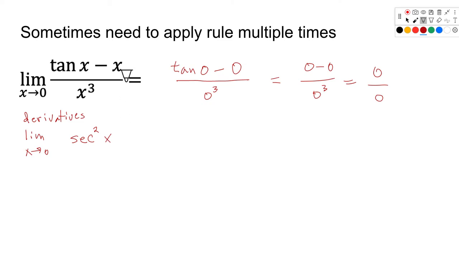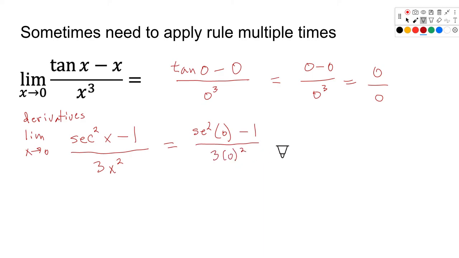Derivative of x, 1, right? So don't forget this is separate. And then in the denominator, what's our derivative down here? 3x squared. So then we plug in 0. So we get secant squared of 0 minus 1 over 3 times 0 squared.